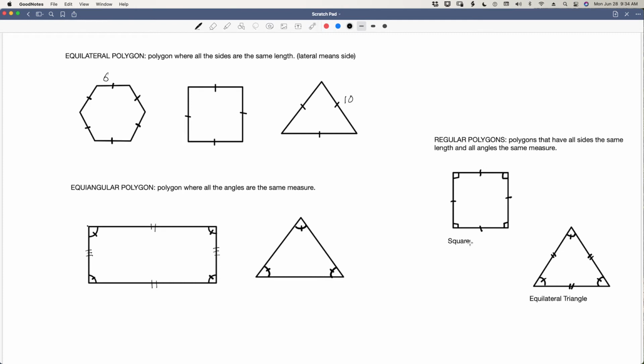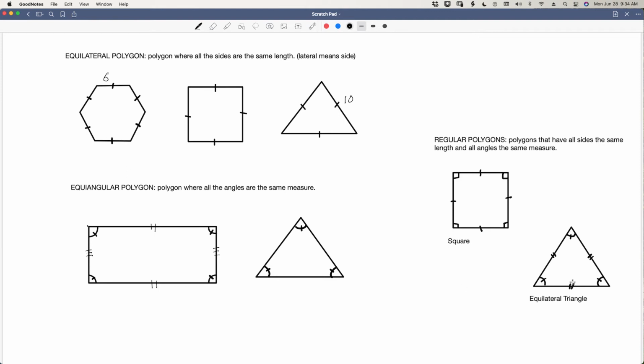In a square, you have 4 90-degree angles, and all 4 sides are the same. Now you can see in a rectangle, all 4 angles are 90 degrees, but you have 2 different lengths and 2 different heights on your rectangle. With the square, they're all 4 the same. So that's the difference between this quadrilateral and this quadrilateral.